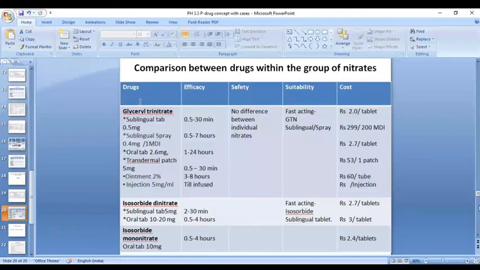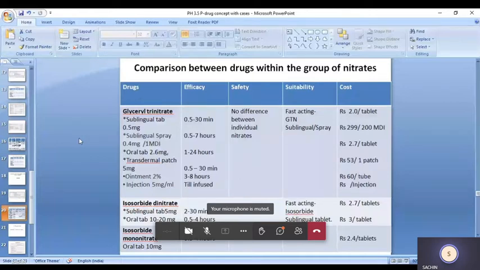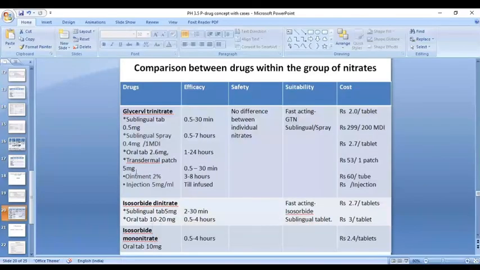This nitrate per se is efficacious, but is there any difference among the 3 different drugs in this particular group? Now, glycerol trinitrate, we have sublingual tablet, we have spray, we have oral tablet also, transdermal patch is also there, ointment is also available, and then an injection is also available, right? Safety-wise, there is no difference among these different drugs and formulations. They have similar side effects. Again, the vasodilatory side effects, reflex tachycardia, headache, flushing, are there with all 3: glycerol trinitrate, isosorbide dinitrate, or isosorbide mononitrate.